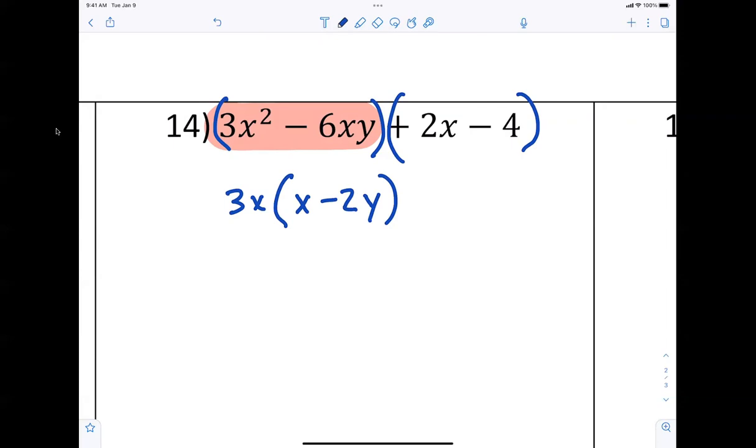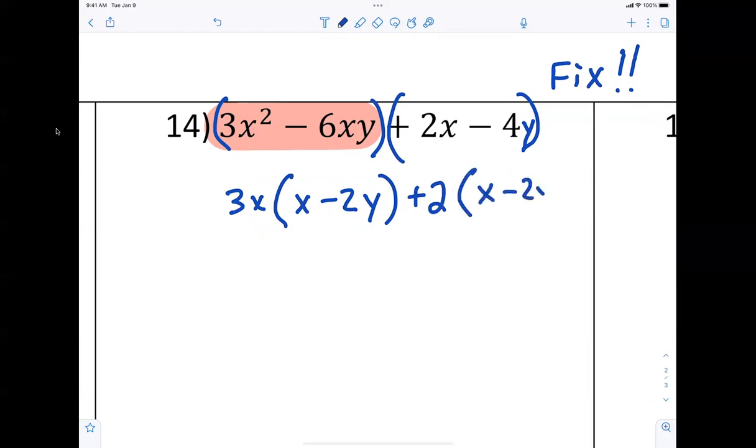Here's my first typo. This should be a Y right there. I need to make myself a note: fix for next year. So I'd put a Y there. Now, what's common? A 2, right? Again, you need to say it's plus 2. And so then what's left behind? X minus 2y. Is everybody good on that?